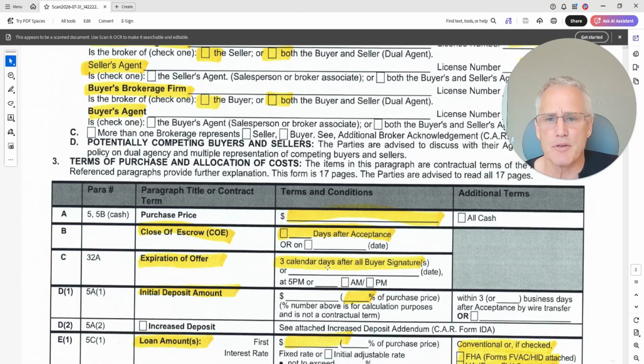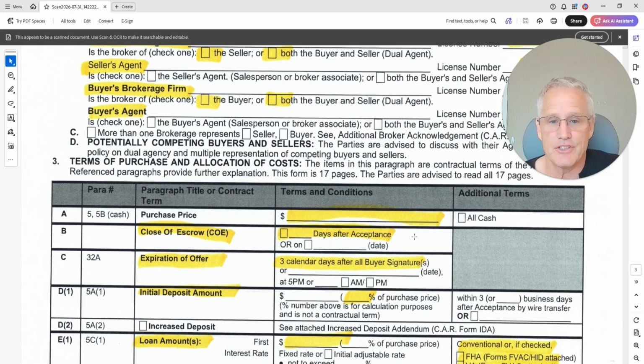Next is the terms of the purchase and the allocation of costs. The purchase price is the first item you put in, and the most important. Next would be close of escrow day, or how many days until close of escrow. So if you're doing a 30-day escrow, that would mean from the day of acceptance, the next day is day one, and then 30 days from then is the close of escrow. Or you could do a set date as the close of escrow.